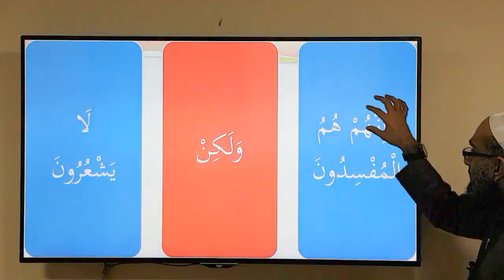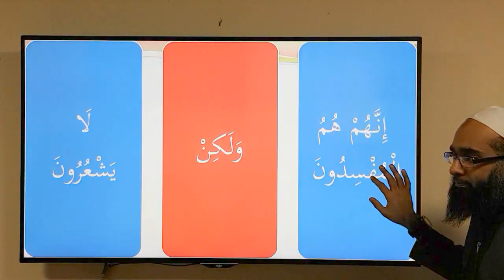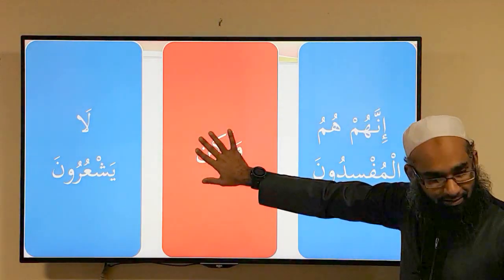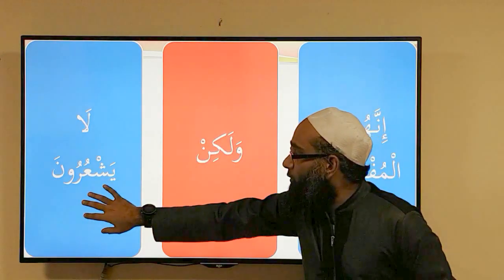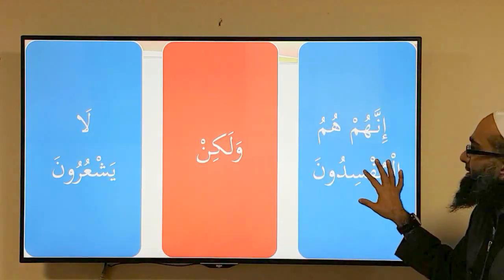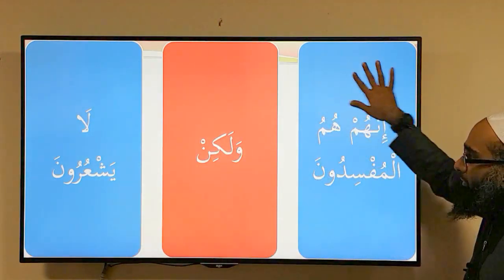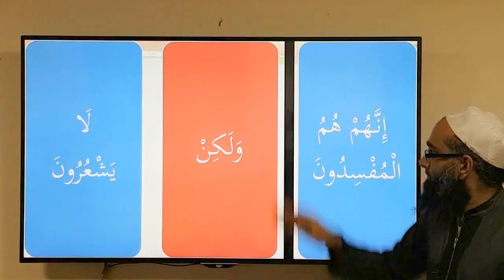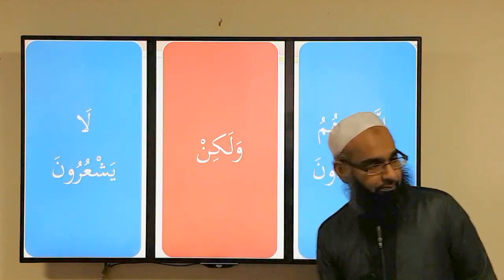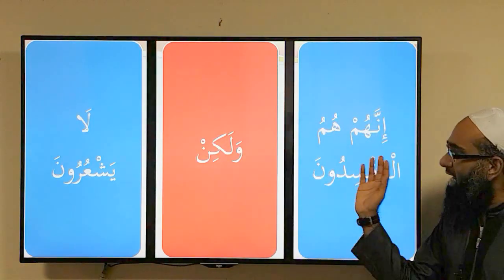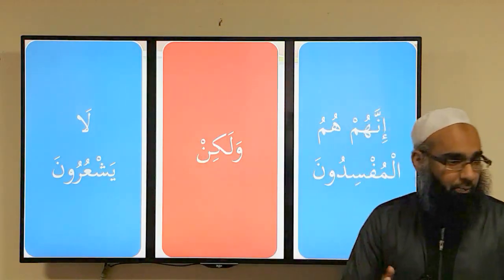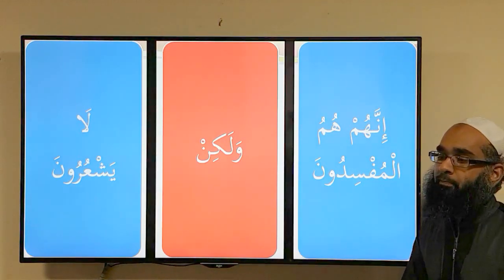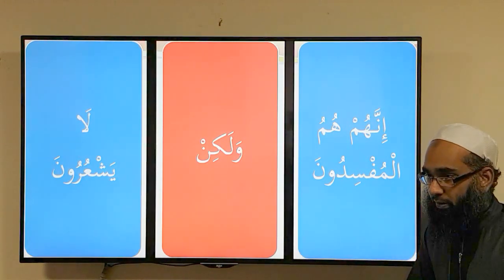Another example, إِنَّهُمْ هُمُ الْمُفْسِدُونَ, lakin, another harf atf, la yash'urun. So two separate sentences. This is one structure, harf mushabbah bil fi'l jumla ismiya. La yash'urun, jumla fi'liya. And that's it. Completely different. You understand what I'm saying? This doesn't have any connection in terms of i'rab with that one. You just leave it separate. You understand? Following?